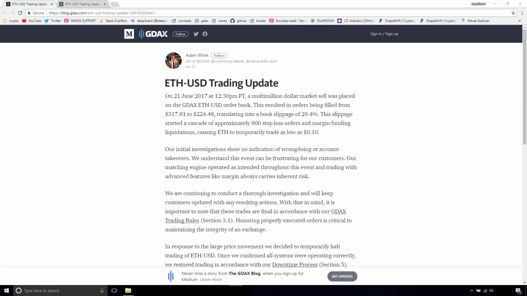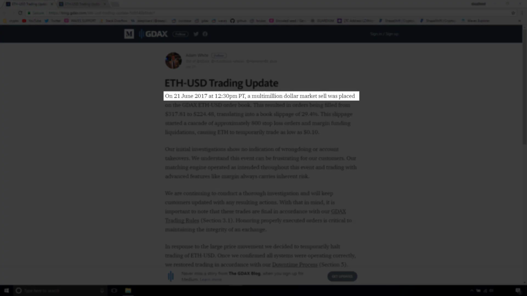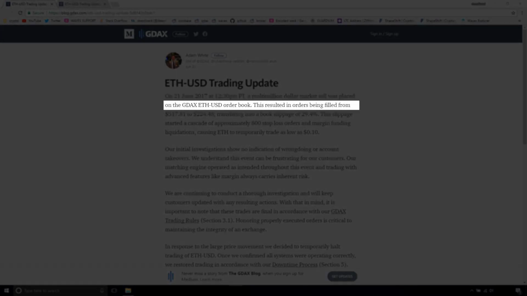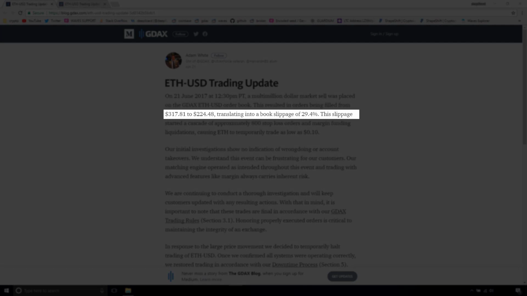I'm here at blog.gdax.com, and I pulled up this blog post that GDAX released the same day, June 21st. It appears to be written by Adam White, and it says there that Adam is the GM of GDAX. On 21 June 2017, at 12:30 p.m. Pacific time, a multi-million dollar market sell was placed on the GDAX ETH order book. This resulted in orders being filled from 317.81 to 224.48, translating into a book slippage of 29.4%.